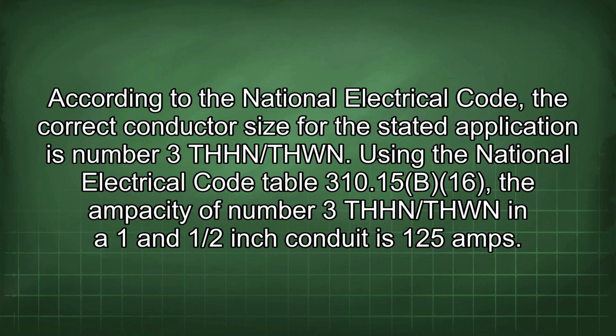According to the National Electrical Code, the correct conductor size for the stated application is number 3 THHN/THWN. Using the National Electrical Code Table 310.15(B)(16), the ampacity of number 3 THHN/THWN in a 1 and 1/2 inch conduit is 125 amps.